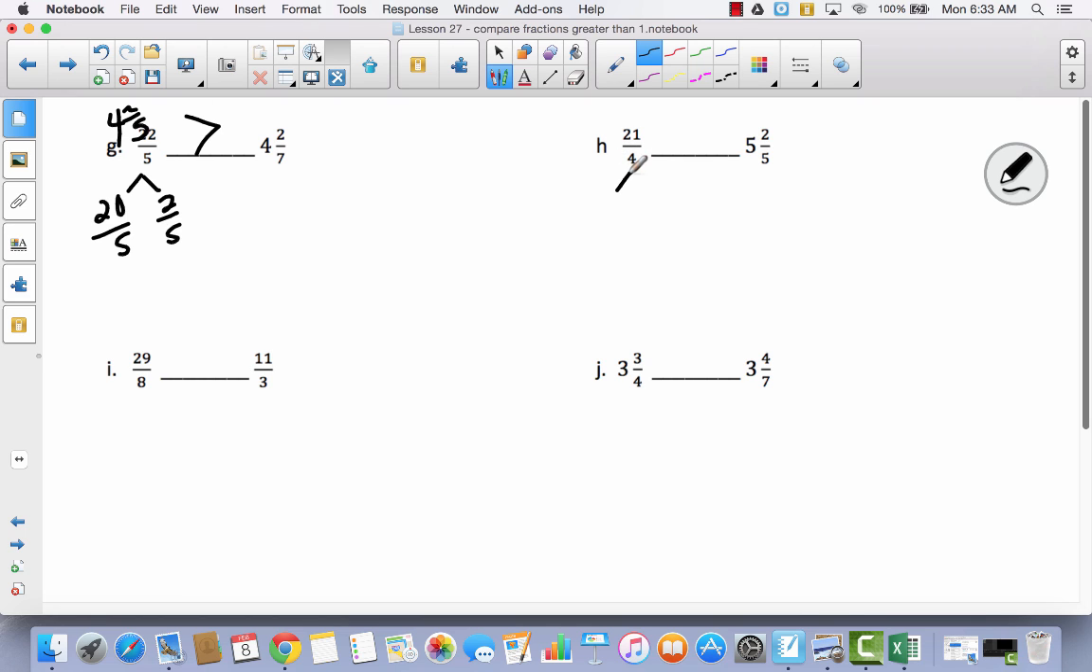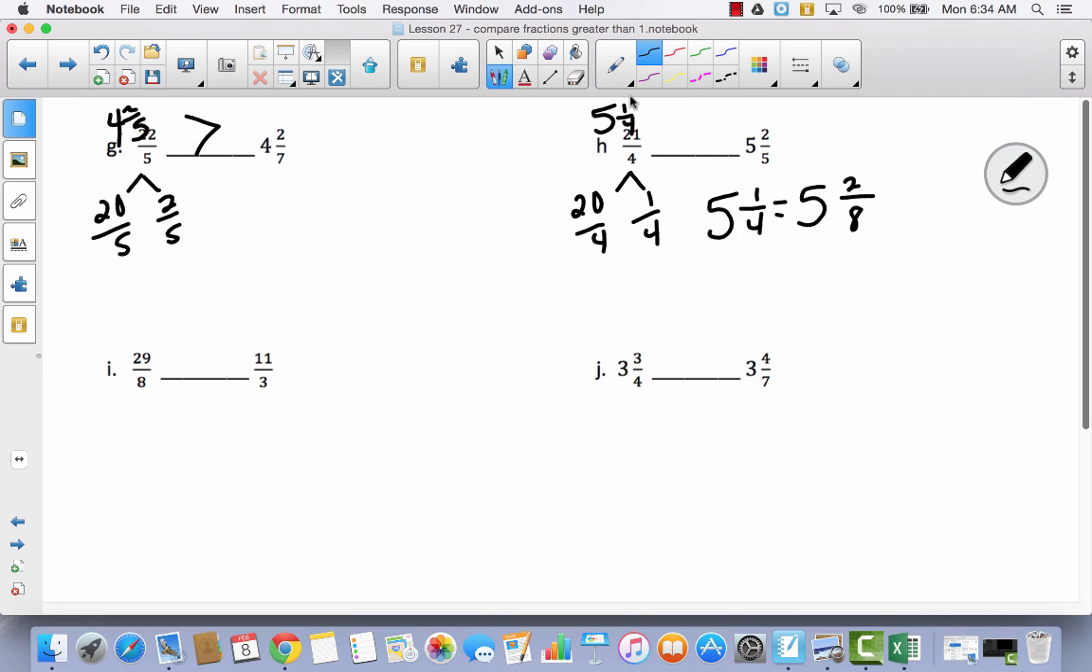Okay, so let's take a look at this one. We're going to change this into a mixed number. So I can do 20/4 and 1/4. So 20 divided by 4 is 5, so that gives me 5 and 1/4 and 5 and 2/5. So I could find a common denominator, but 4 and 5 are not related. I would have to change both of those denominators. But look at the numerators, 1 and 2. What if I did this? What if I took my numerator and doubled it, and my denominator and doubled it?